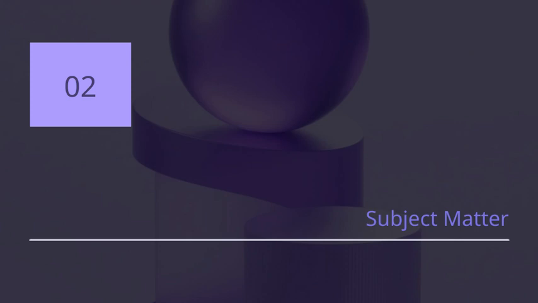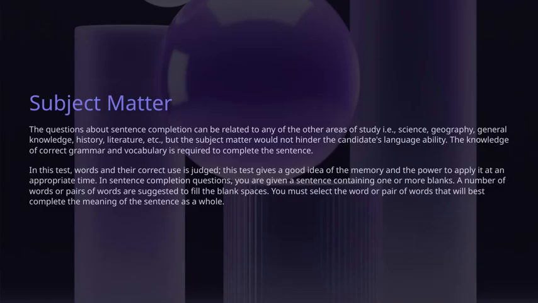Let's talk about the subject matter of sentence completion questions. These questions can relate to a wide range of topics like science, geography, general knowledge, history, literature, and more. The key thing to remember is that the subject itself doesn't really affect your language ability. What matters most is your understanding of correct grammar and vocabulary. In these tests, what's being evaluated is your ability to choose the right words and use them correctly.